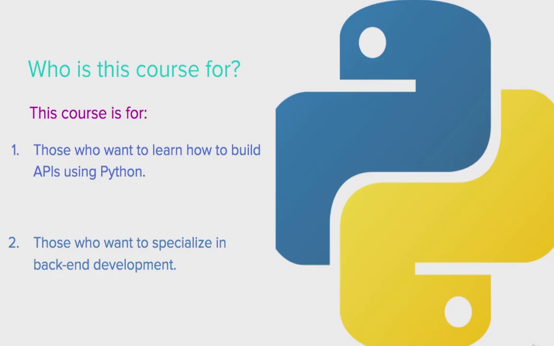Before deciding whether you should take this course or not, you need to know who this course is for, so that you can make a reasonable decision. So I'm going to provide you with the groups that should take this course. The first group is those who want to learn how to build APIs using Python. If you want to specialize in Python, specifically in APIs, then this course is definitely for you, because FastAPI is probably the best Python framework to build APIs.